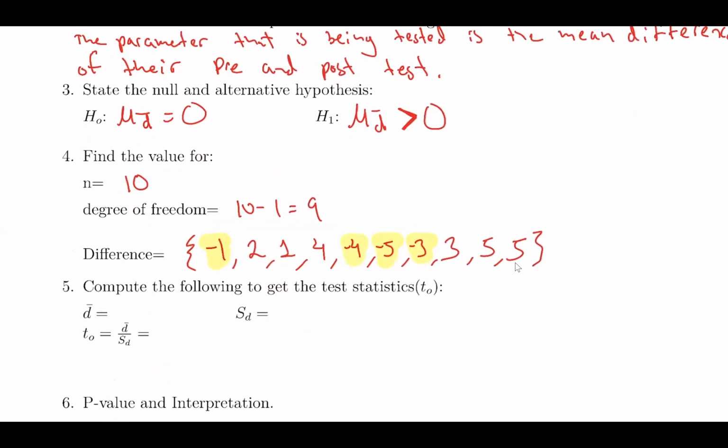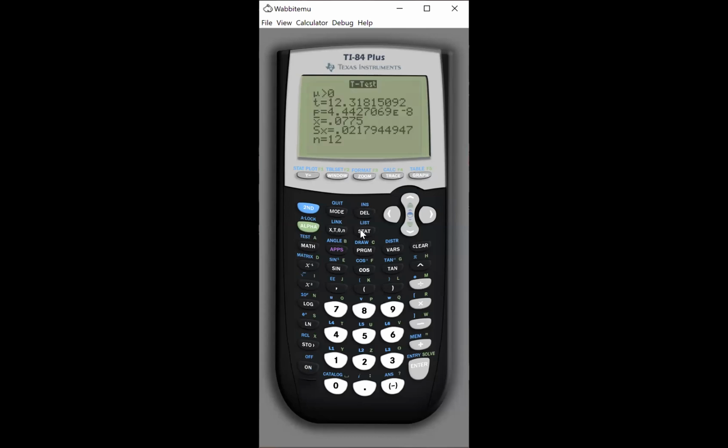All right. So up next, we're gonna go ahead and compute the test statistic. In order to do this one you pretty much have to use the t-test, so you have to use the calculator. I'm gonna go ahead and transfer over to the calculator. First thing, you go to stats, you go to edit, and I want to clear this list. Then I enter -1, 2, 1, 4, -4, -5, -3, 3, 5, 5. So that's the first thing you want to do.